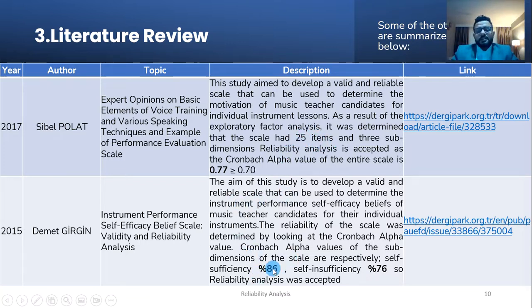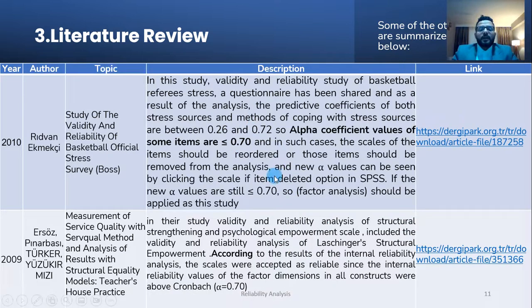And here in the next study, the Cronbach alpha values were 86% and 76%. So the reliability analysis was accepted because they are more than 70%. And here, as we can see, in this study, alpha coefficient values of some items are less than 70%.